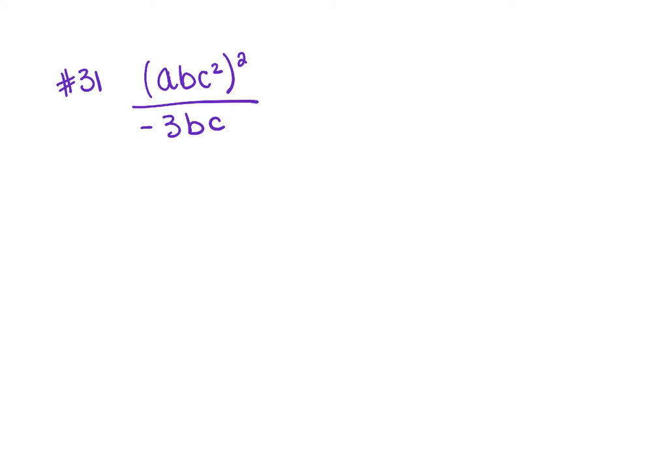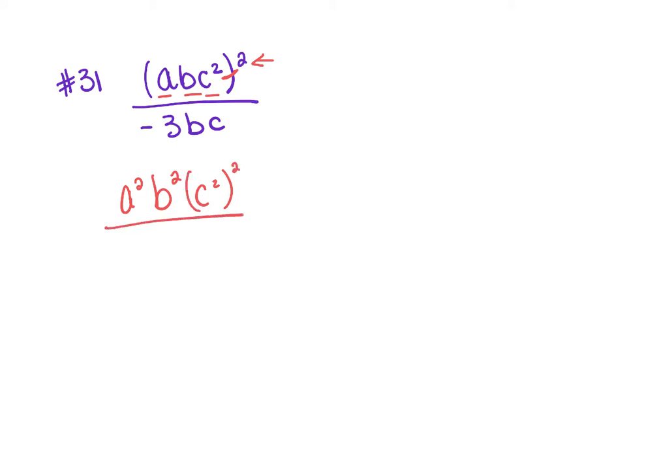So let's look at the numerator first. Remember, when I have a power out here, everything inside has to be taken to that power. So that means I'm going to take A to the second power. I'm going to take B to the second power. And what happens here? I have C squared to the second power.